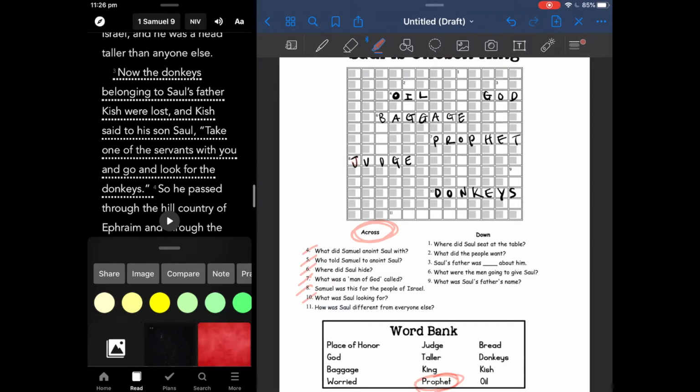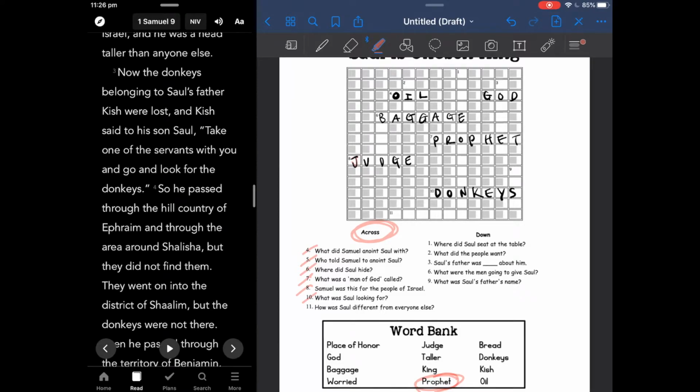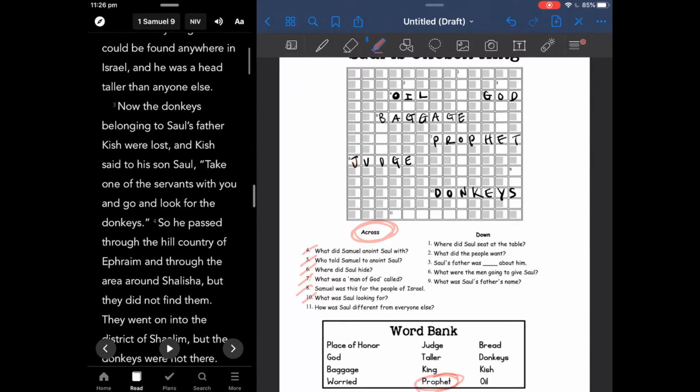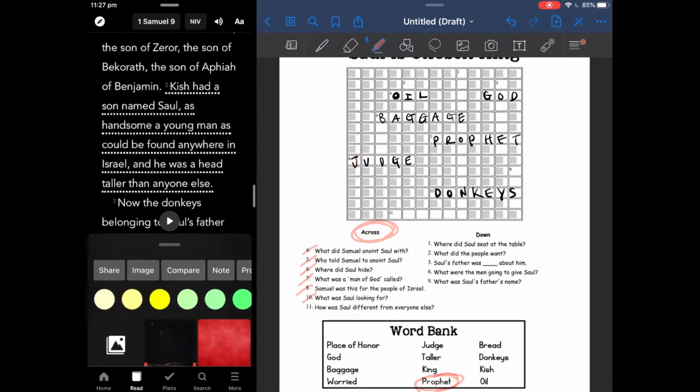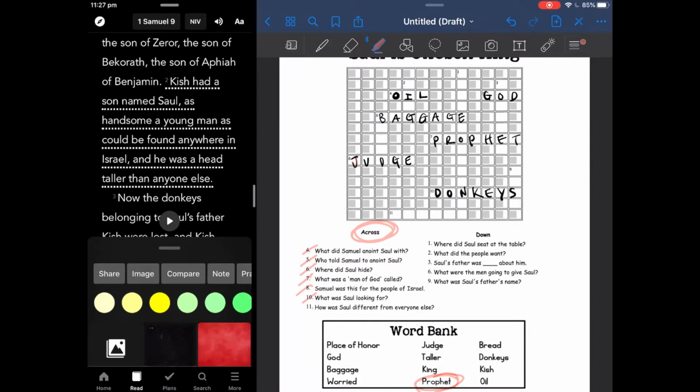Alright. How is Saul different from anyone else? Do you guys remember this? Saul was different from everyone else. That was in verse 2. Kish had a son named Saul, "as handsome a young man as could be found anywhere in Israel, and he was a head taller than anyone else." So it seems like Saul was taller than everyone else in Israel. So the answer is taller. I'm going to write taller. Taller. I wonder how tall he was.